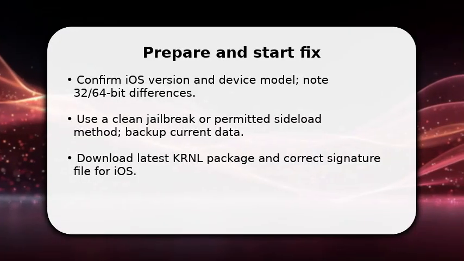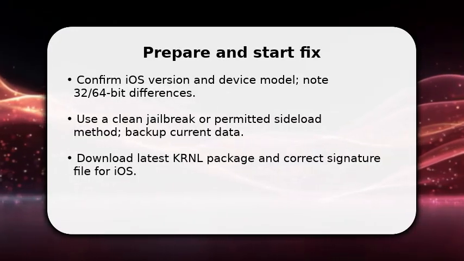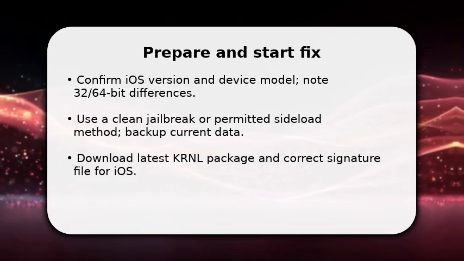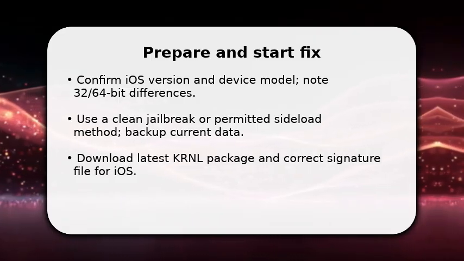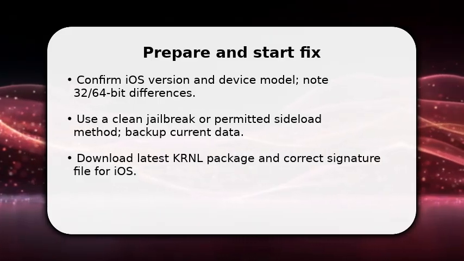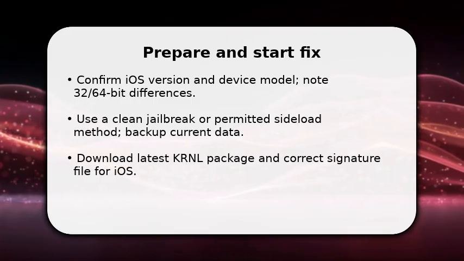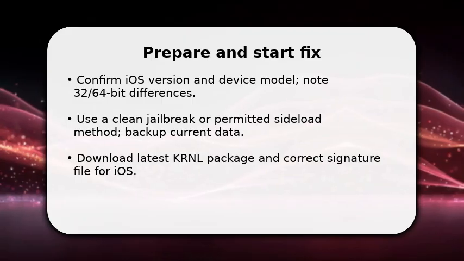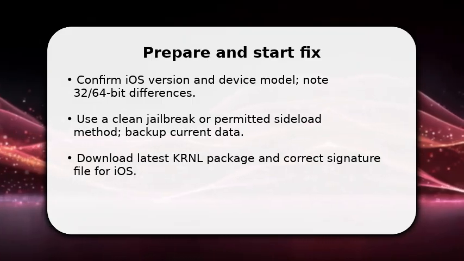You begin by confirming your iPhone model and iOS version because compatibility matters. Krnl fails when versions mismatch. Once done, back up your device and ensure your sideload or jailbreak method is stable so installations won't corrupt system files. Next, obtain the specific Krnl build and matching signature file for that iOS release.